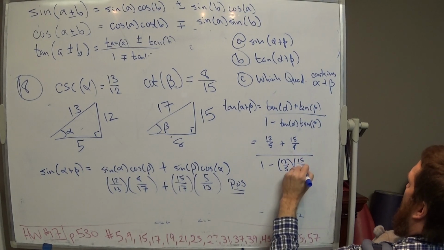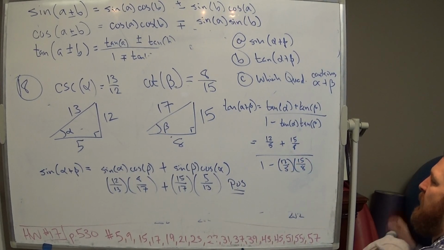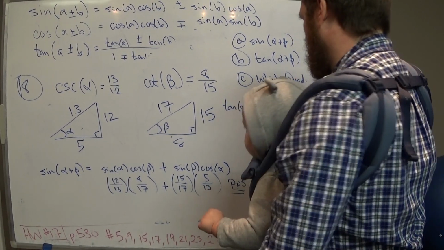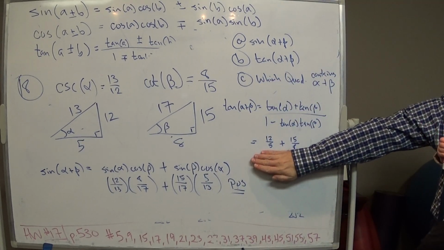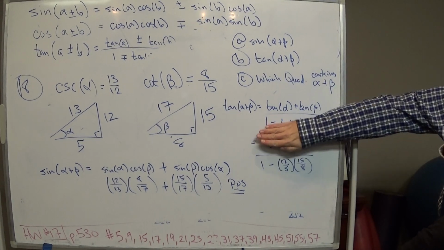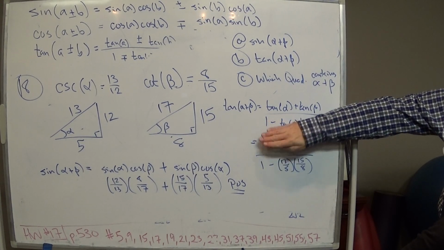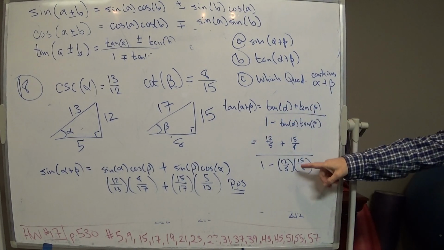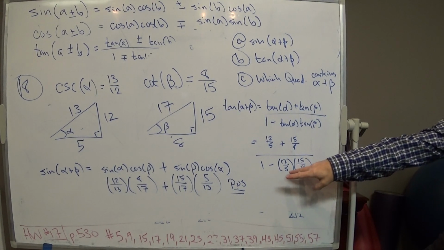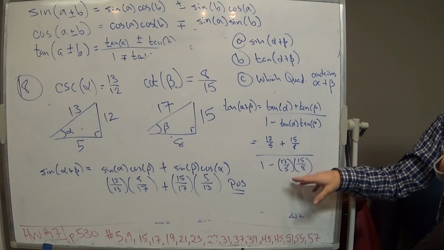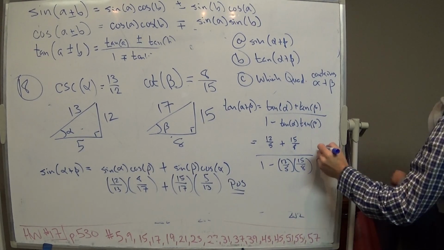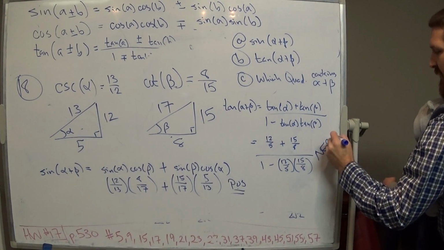times 15/8. Is this a positive or negative number? I don't know. Well, let's just look at the top. Is the top positive? Yeah. If the top's positive, is the bottom positive? Is that bigger or less than 1? Both of those are bigger than 1, so multiply them together, it's bigger than 1. So 1 minus it is going to be a negative number. This will be a negative.